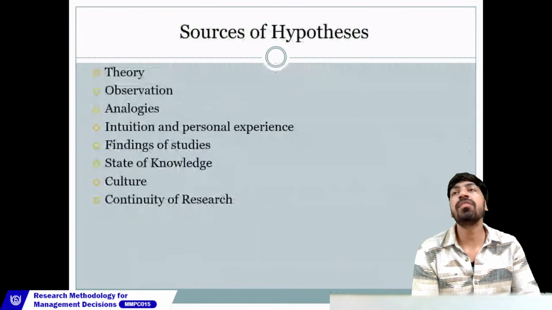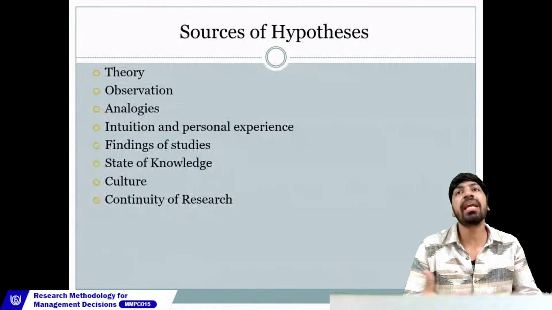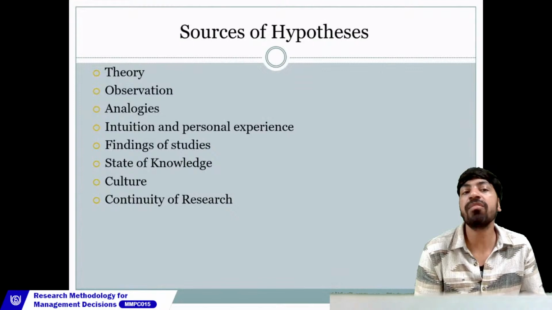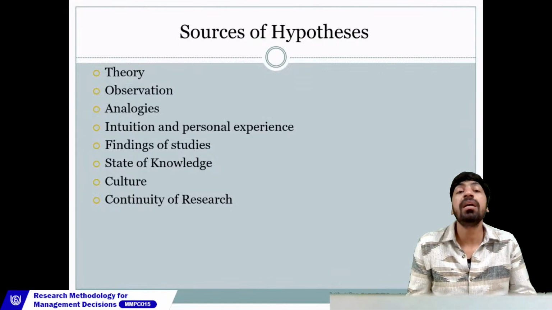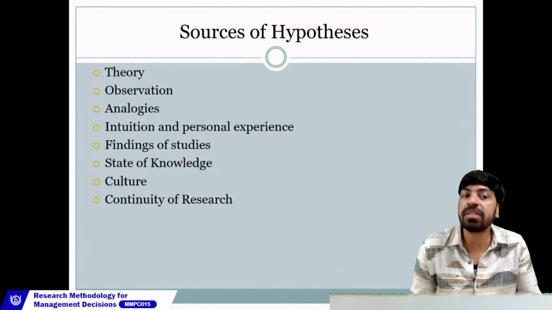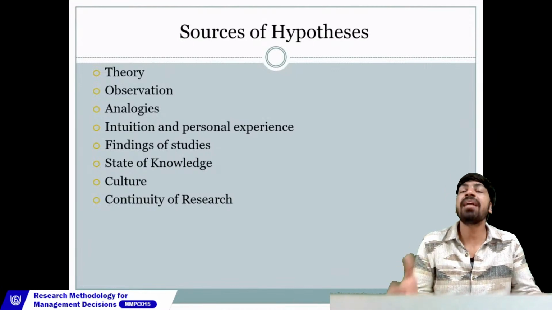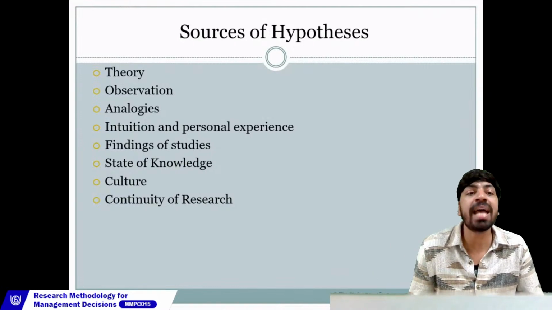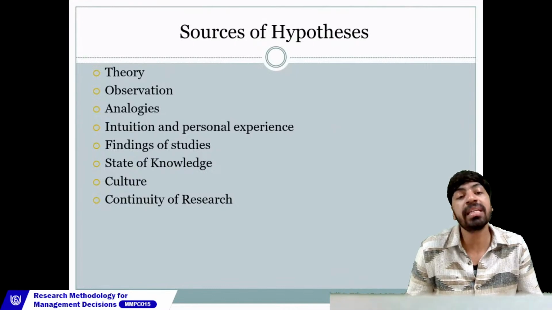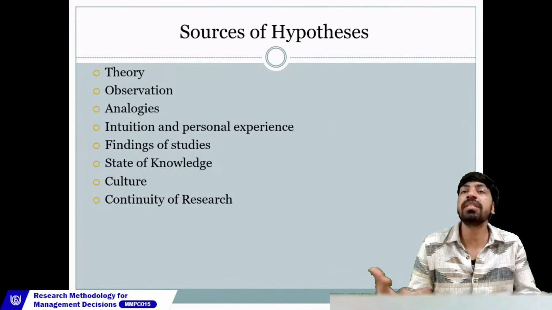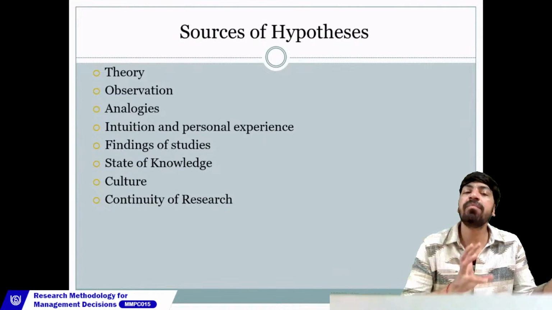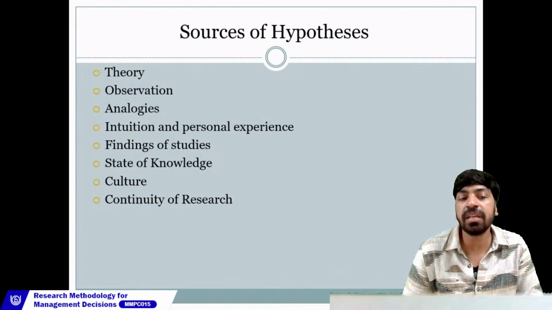These are the sources of hypothesis, where you can make and prepare the declarative statements, or you can say the assumptions, based on the following parameters. You can make or assume a statement based on theories or observation, based on comparison between two variables, that's called analogies, intuition or personal experience, and based on existing studies, or any earlier studies from before 10 years.